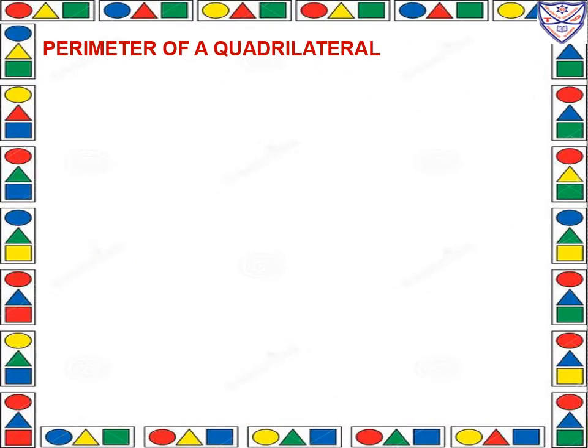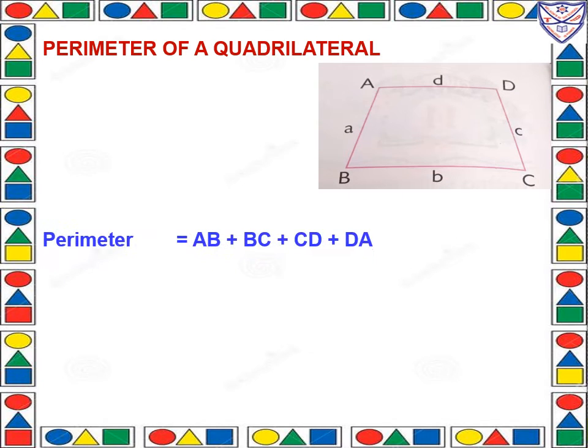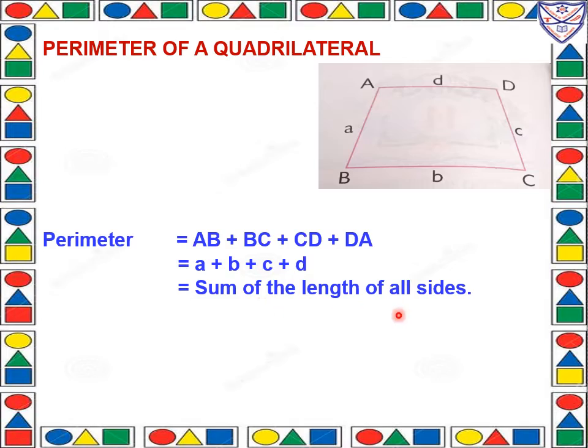Now the perimeter of a quadrilateral. This is a quadrilateral. The perimeter equals the sum of all sides, that is AB plus BC plus CD plus DA. The length of AB is a, BC is b, CD is c, and DA equals d. So a plus b plus c plus d equals the sum of the lengths of all sides.